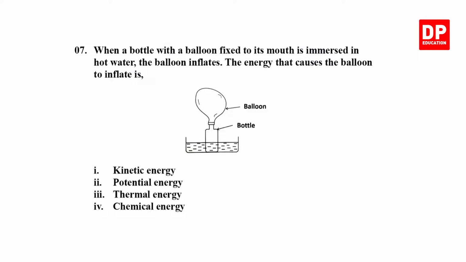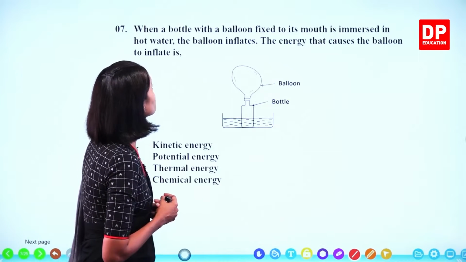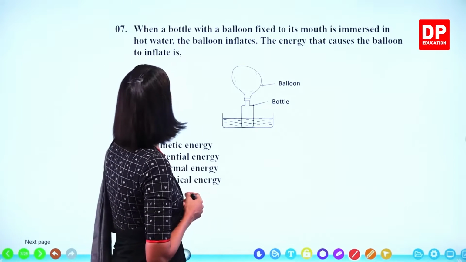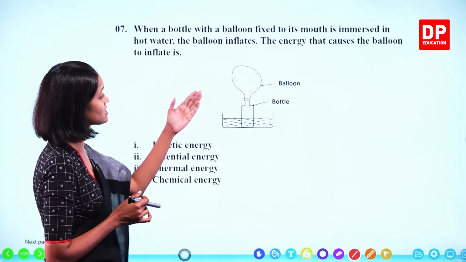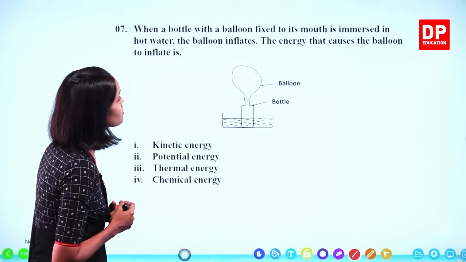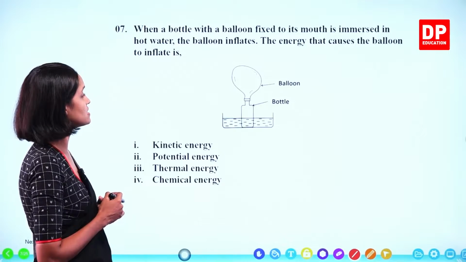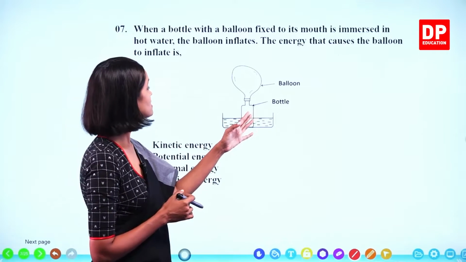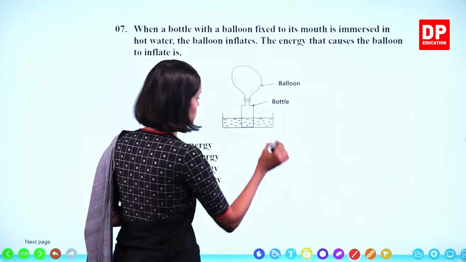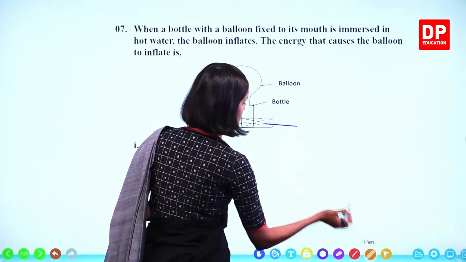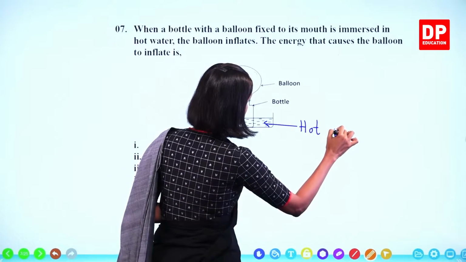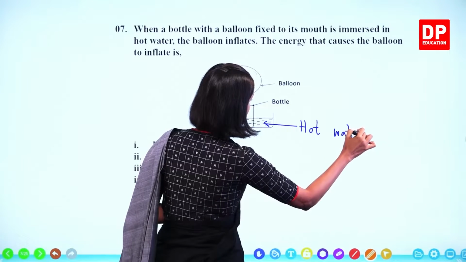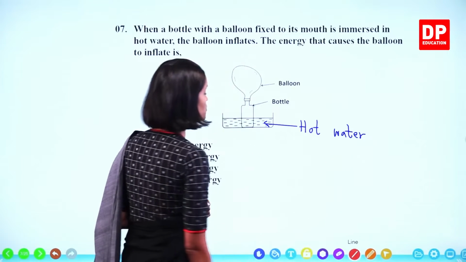Number 7. When a bottle with a balloon fixed to its mouth is immersed in hot water, the balloon inflates. We did this activity. The energy that causes the balloon to inflate is, what is the reason, children? So now we will label this: hot water. So here, what happens because of the hot water?